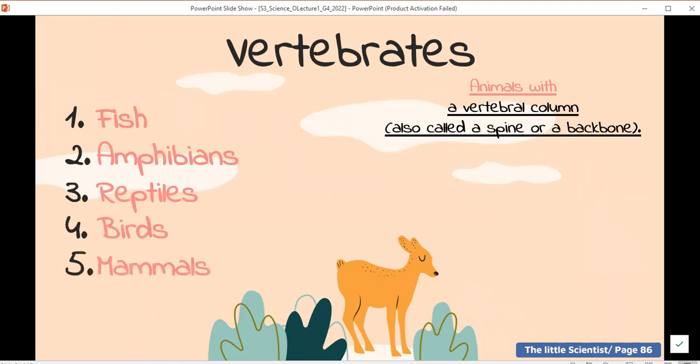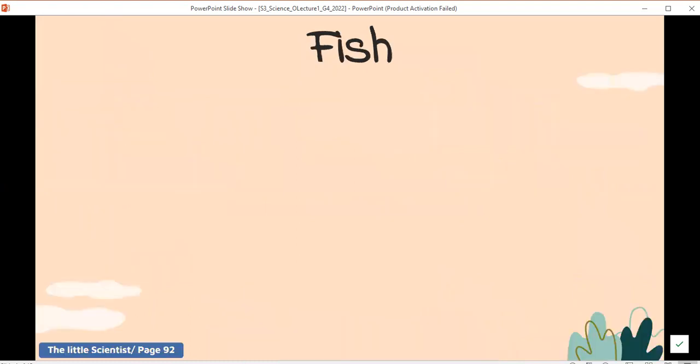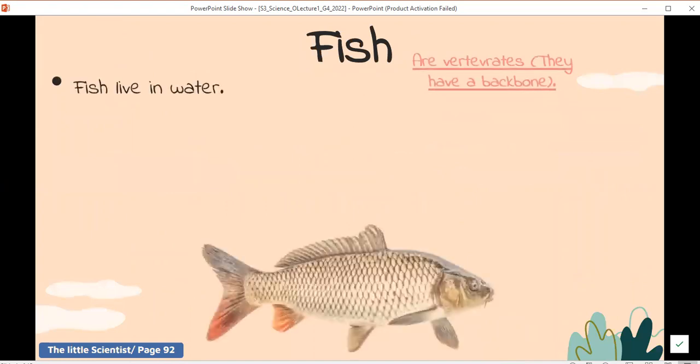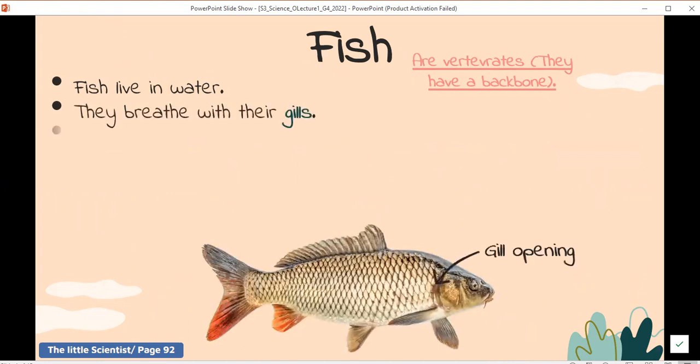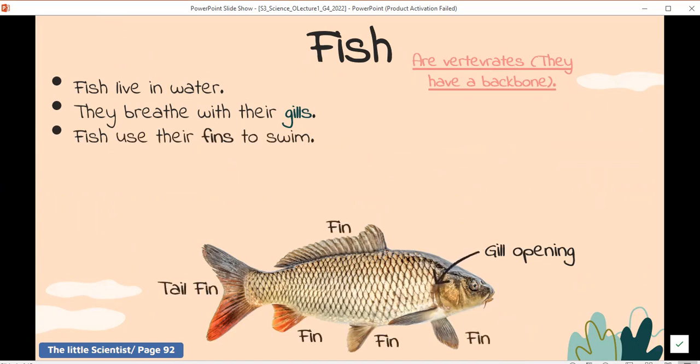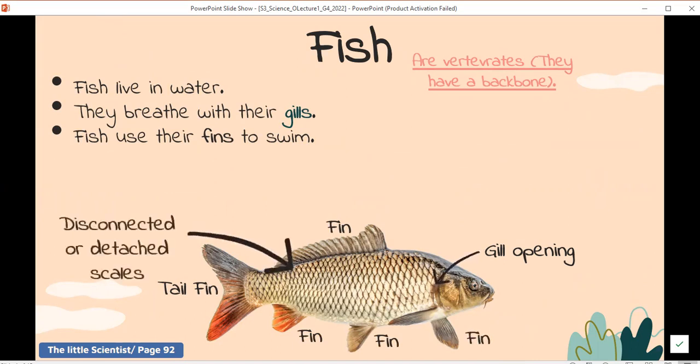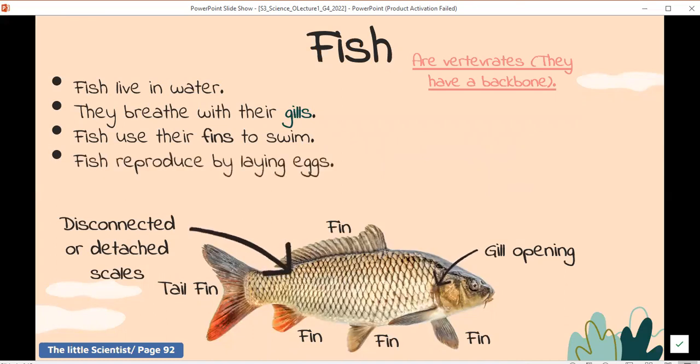Last time, we talked about fish. Fish are animals that live in water. You cannot take them out of water. They will die. They use their gills to breathe. They use their fins to swim and their tail fin to swim forward in water. Those animals are covered with disconnected or detached scales, and they reproduce by laying eggs. This is why we say that fish are oviparous animals.